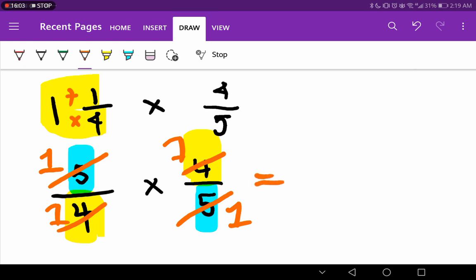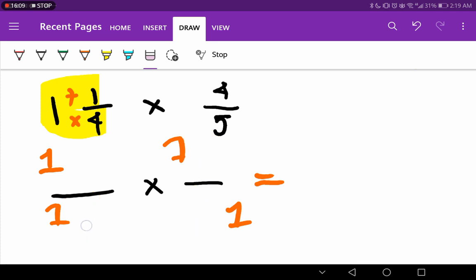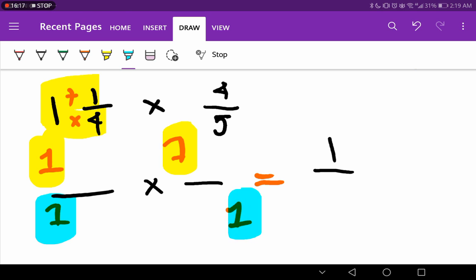Now multiply up with up. So I will erase this. I don't need it. Now I have 1 by 1 equal 1, and 1 and 1 equal 1. And as you know, 1 over 1 equal 1 whole. Okay? Are you happy with that?